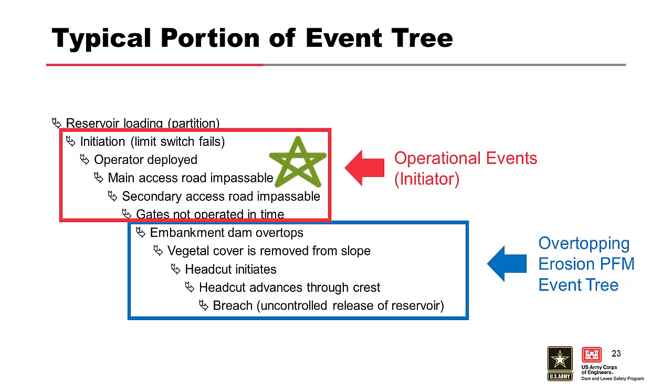Given the reservoir loading, the first five events of this sequence are associated with operational events. Given the gate operations fail to go as planned, an overtopping potential failure mode is initiated, as seen in these last five events. However, the sequence of events leading to a breach does not progress linearly in a single thread of cause and effect, which we'll discuss on this next slide.